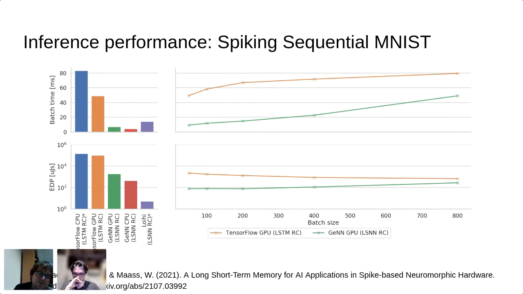GeNN can also generate simple CPU code, and this was even faster than GPU here because with batch size 1 you can't really occupy your GPU properly, and SNNs are not particularly maths intensive, so CPU code can be remarkably good. And if we go to the energy delay product, you see a similar story. The energy delay product is much lower on GeNN, on CPU or GPU. The only thing that beats it is Loihi, which is hardly surprising.